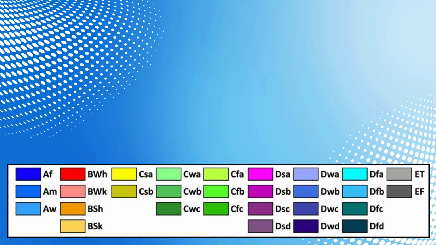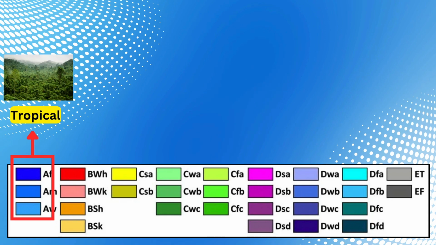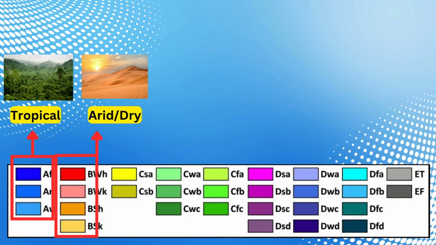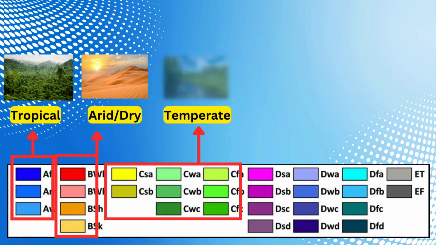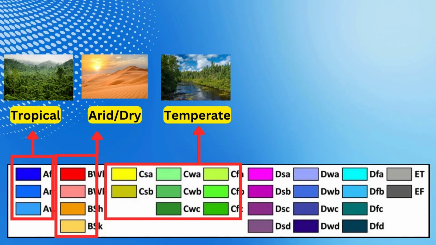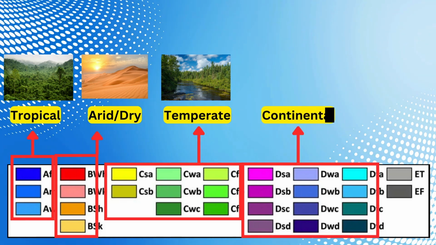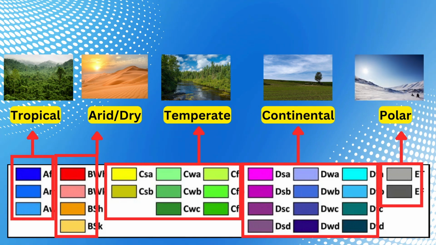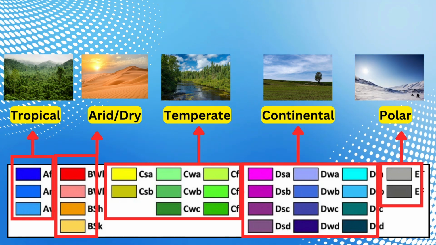These are the 31 types I'm talking about, but actually you can split them into 5 main categories. The letter A indicates a tropical climate, B is for the arid or dry areas, C means temperate, D is for continental climates, and E is for polar climates. So let's take a look at what each of them actually means.